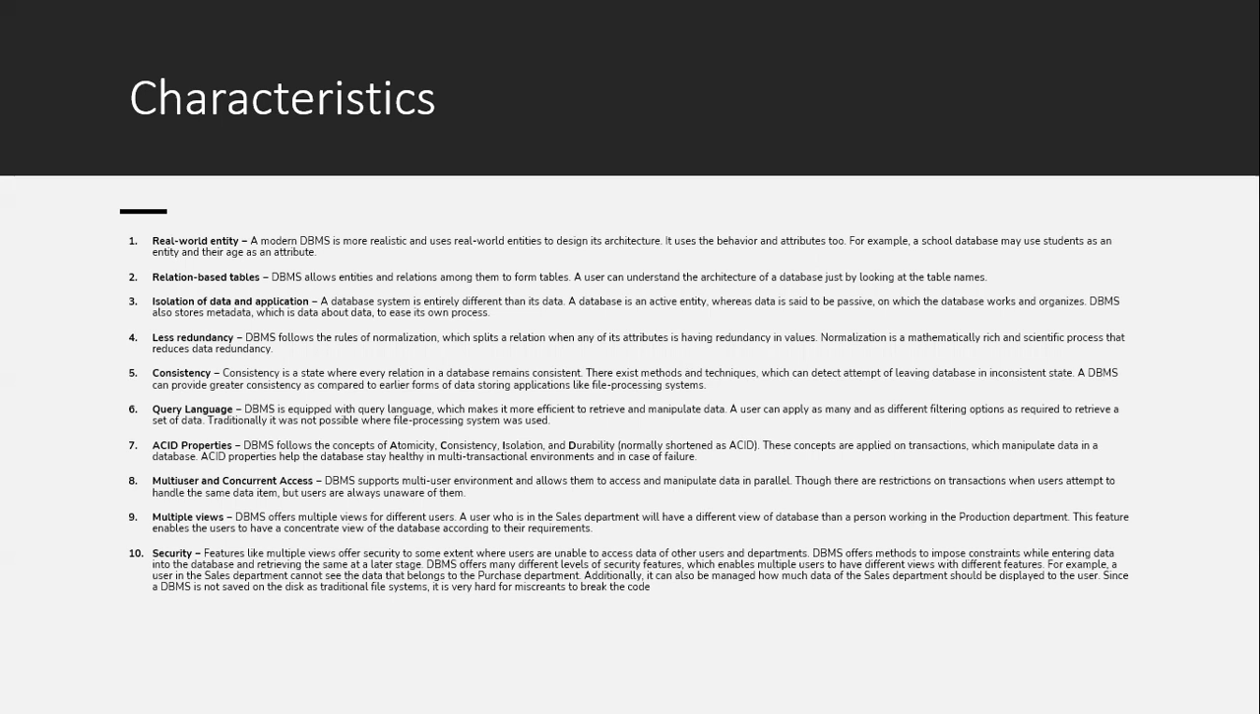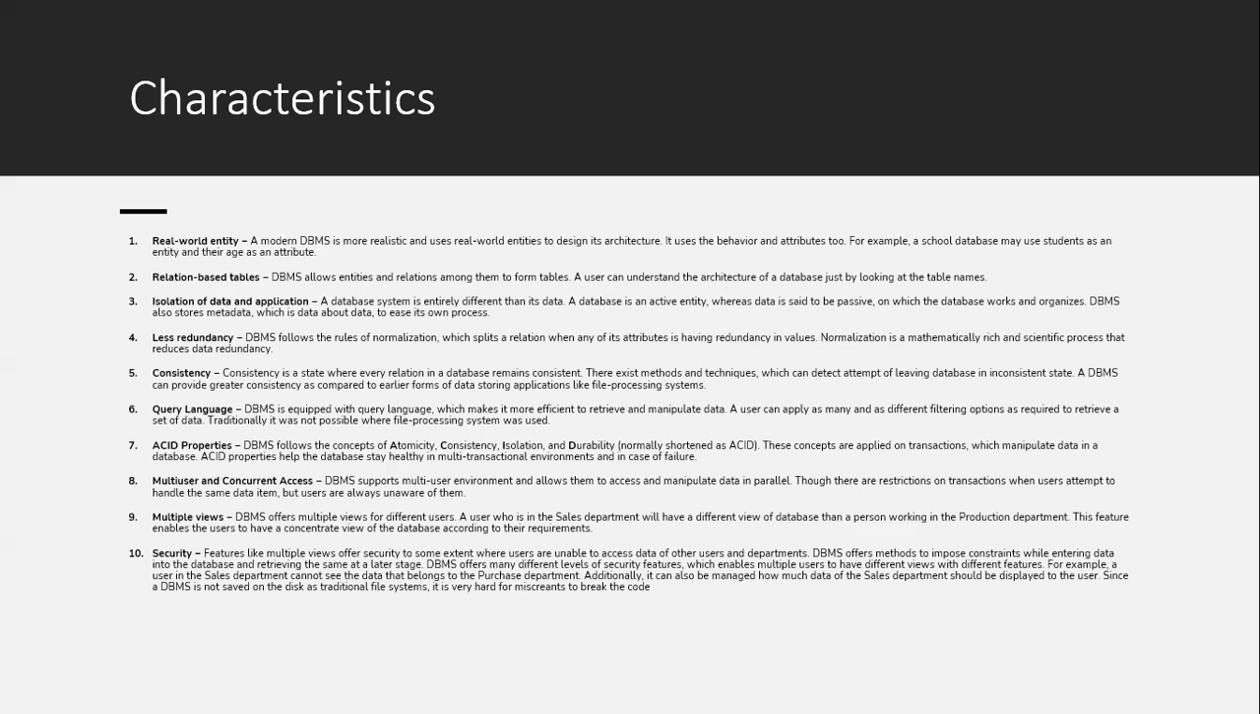Number three, isolation of data and application. A database system is entirely different from its data. A database is active, whereas data is said to be passive, on which the database works and organizes. The DBMS also stores metadata, which is data about data, to ease its own process.